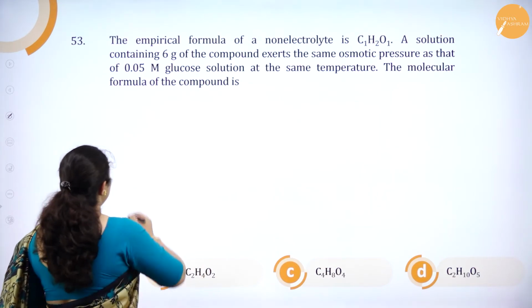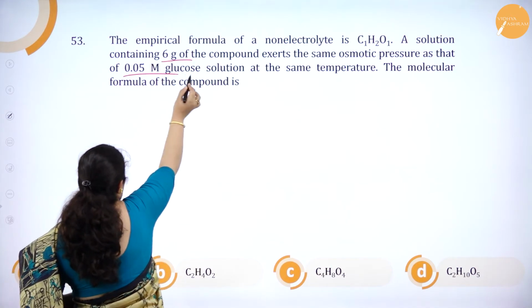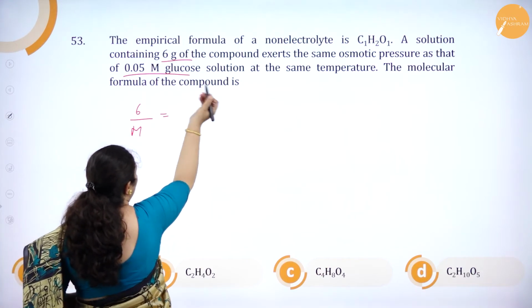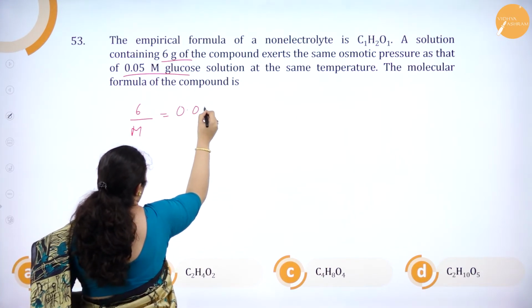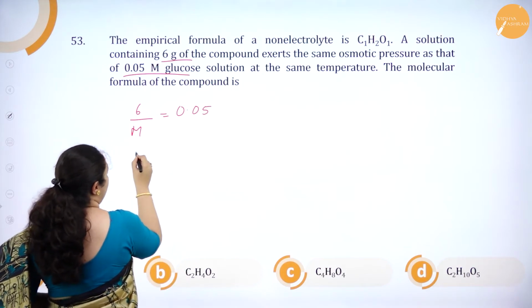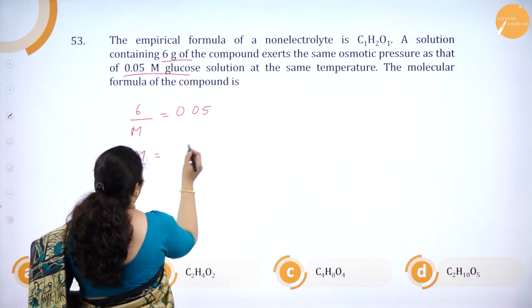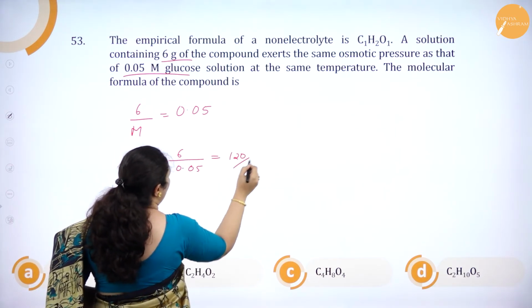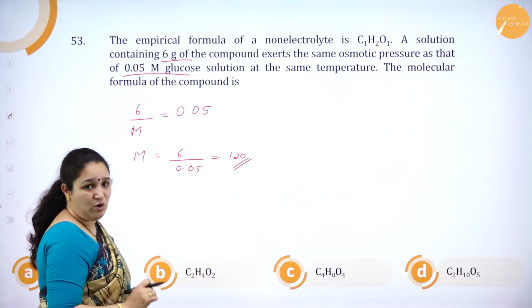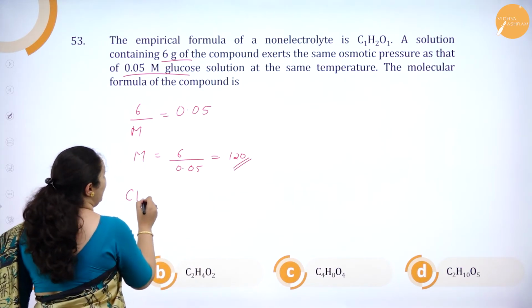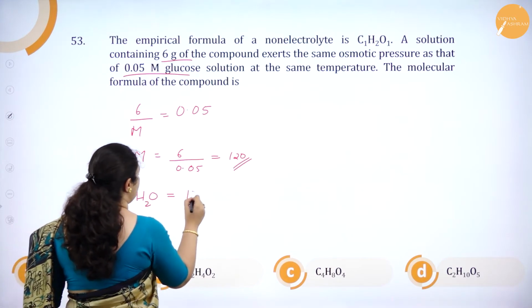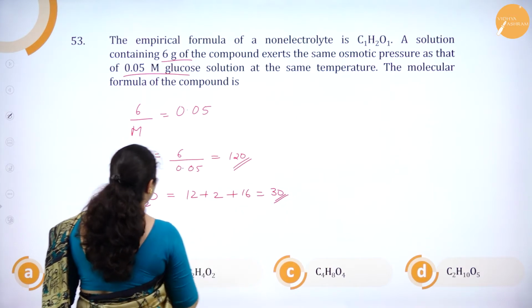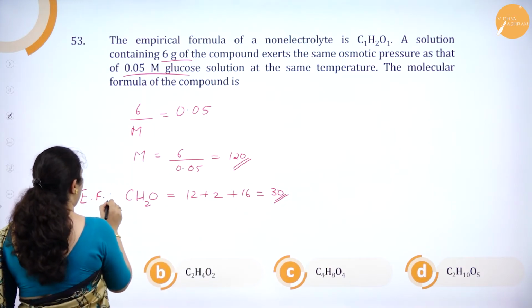So what we need to do is, here I don't have the concentration, here I have the concentration. So mass I have, mass by molecular mass is equal to the molar concentration of glucose, correct? So if I just rearrange, I'll get the molecular mass, that is 6 divided by 0.05. This is nothing but equal to 120. So I got the molecular mass of the compound. Empirical formula is CH2O, which is 12 plus 2 plus 16, that is equal to 30. So this is the empirical formula mass.